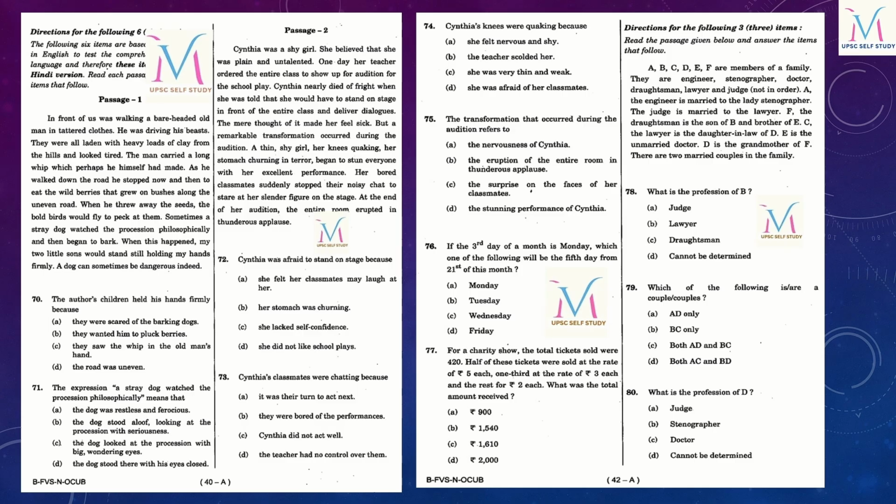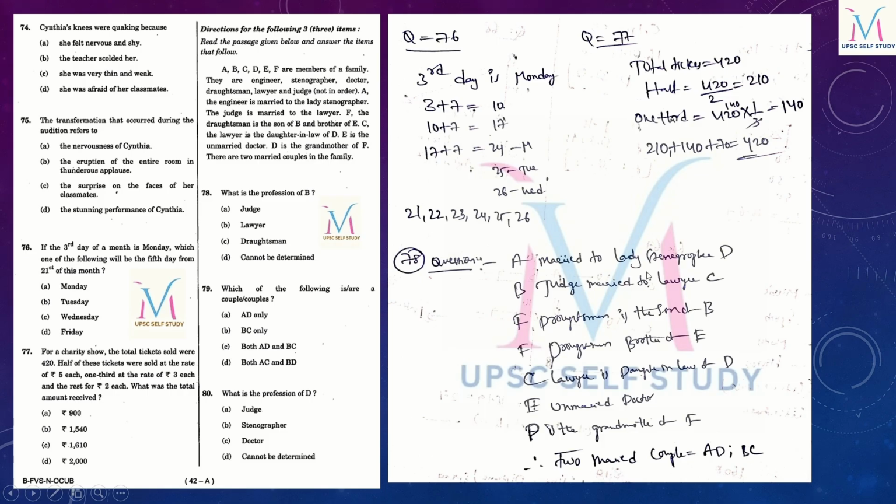If the third day of the month is Monday, which one of the following will be the fifth day from the 21st of this month? Okay, this I have prepared. I have given answers also. I'll be going with the next. Okay, the 74th and 75th questions are related to the previous passage. So now coming to the 76th question. Same thing. If the third day is Monday, which one of the following will be the fifth day from the 21st of this month?